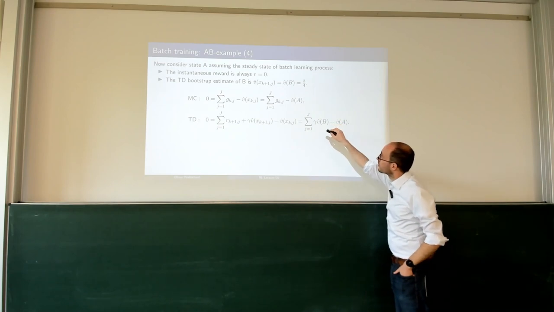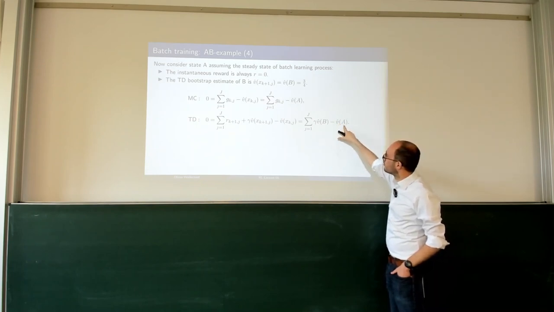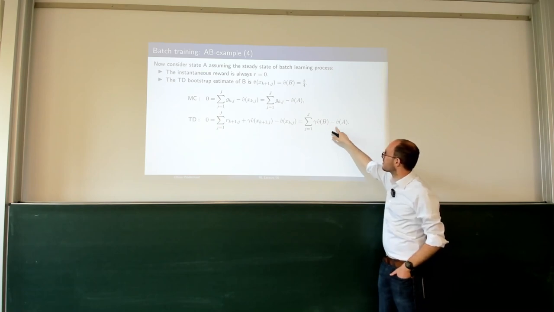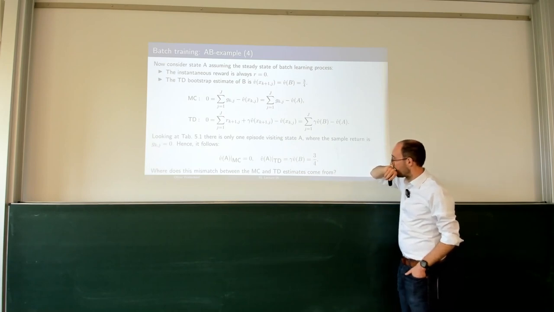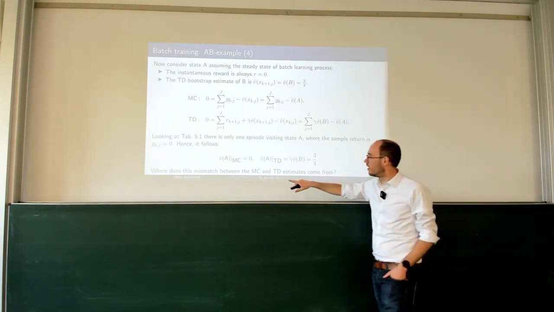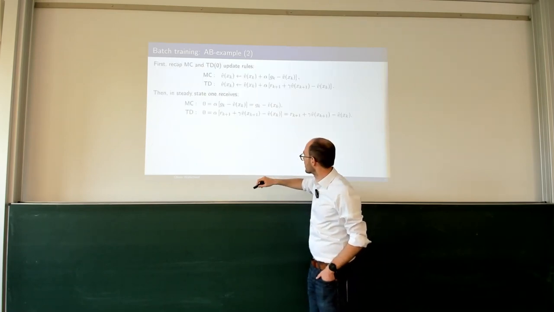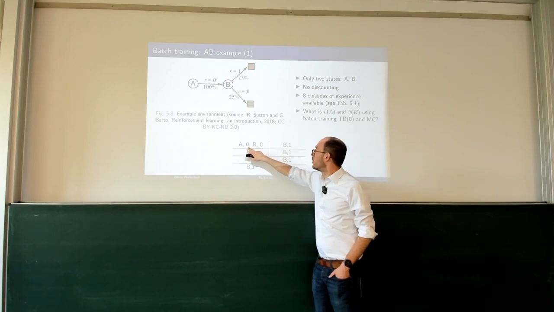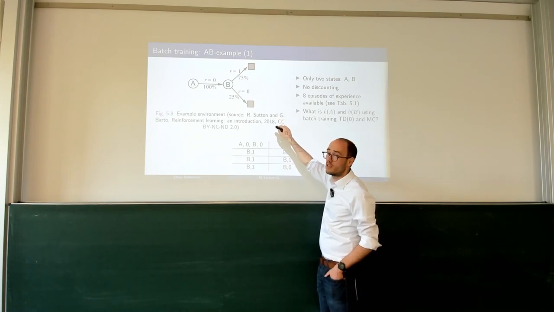If you consider this, we can now see that in the Monte Carlo case, the state value estimate for A is just the sum of the sampled returns. And for TD, it's a little bit different. It is the sum of the discounted state values of B. And here's the difference. In the Monte Carlo case, we have just sampled one episode where A was visited. And in this one episode, we had sampled, by chance, two zeros. So we went from here to there.